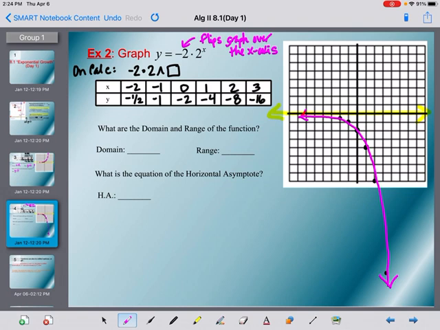Domain for exponential functions is always all reals. That does not change. Those arrows on the left side and the right side of the graph tell us that we can plug any x value in and we will always get an output. My range this time, notice that my graph is living below the x-axis. So this time my range is y is less than 0. And that is because my horizontal asymptote, which is right here, is the equation y equals 0. But I'm below it, so my range is y is less than 0.